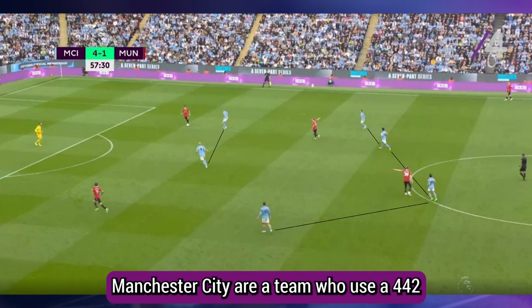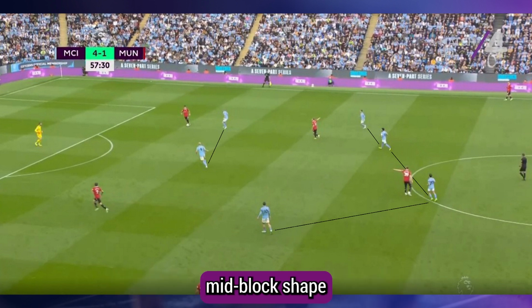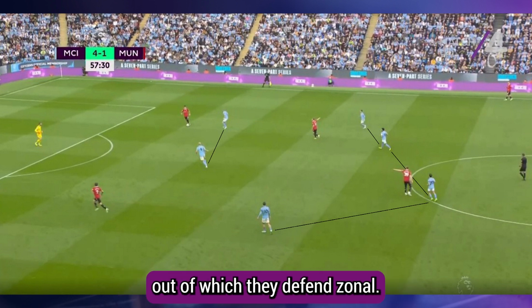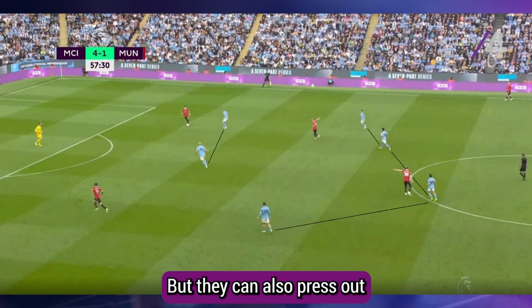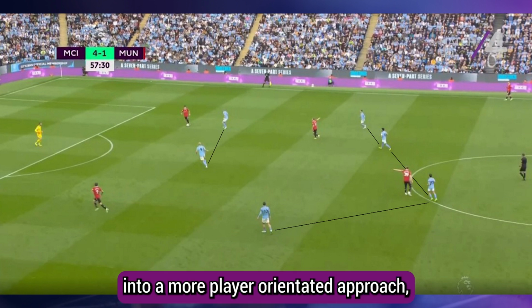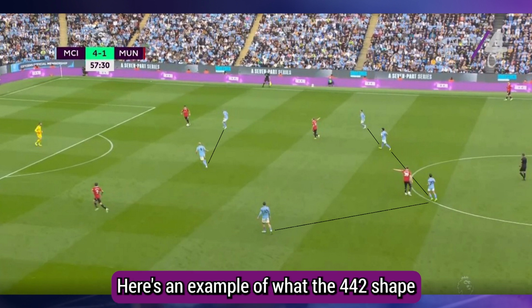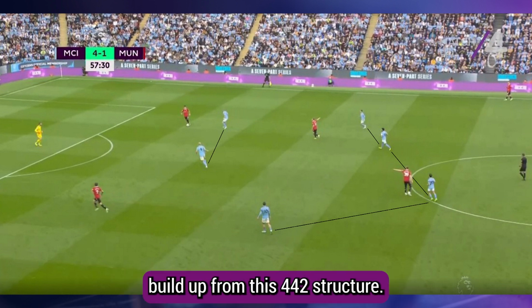Manchester City are a team who use a 4-4-2 mid-block shape as their basic setup out of possession. This gives them a structure out of which they defend zonally, but they can also press out of this structure into a more player-oriented approach, which can put opponents under pressure. Here's an example of what the 4-4-2 shape looks like against opposition build-up.